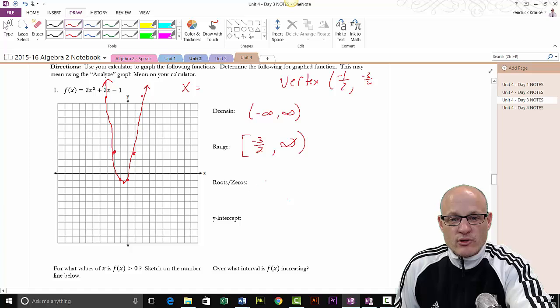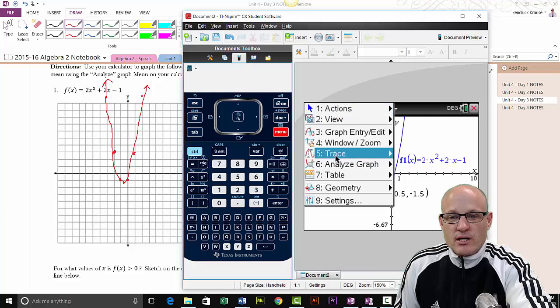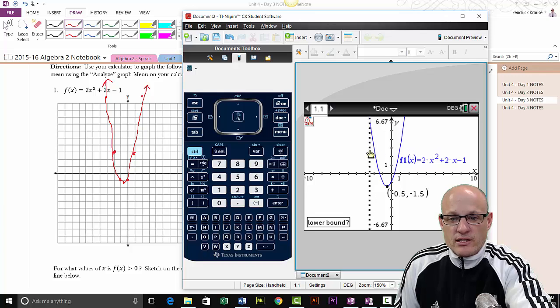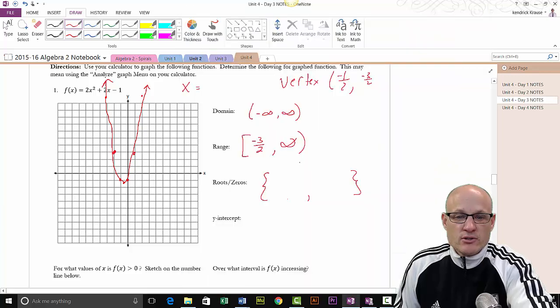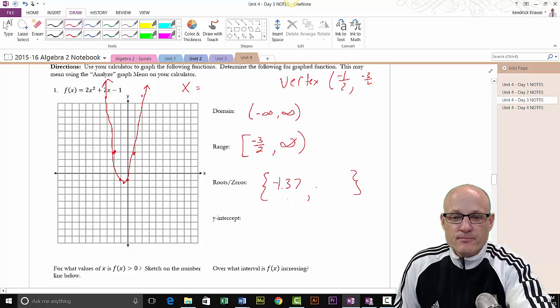Oh, we got to find the roots. So let's round those roots. We'll round them up. Let's go hundreds place. So go menu, analyze graph, and we'll go to zeros. Now, again, click here, click to this one. You get negative 1.37. And then if I keep going over, it'll give me the other one, which is 0.37. So those are my two things.